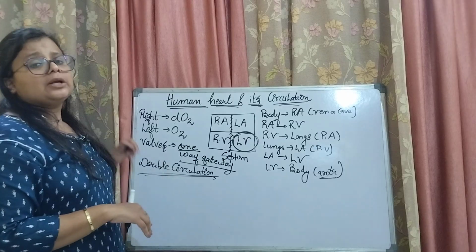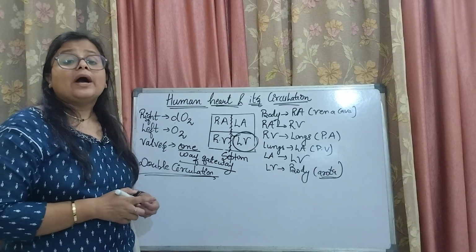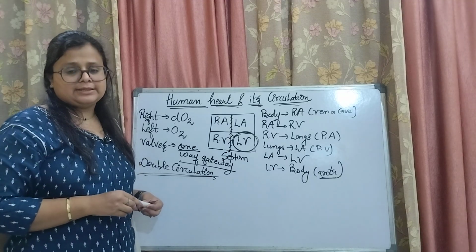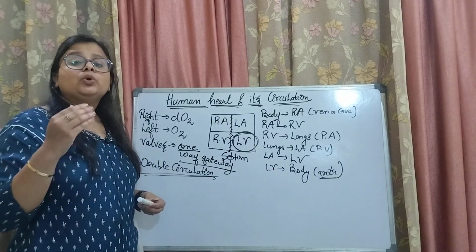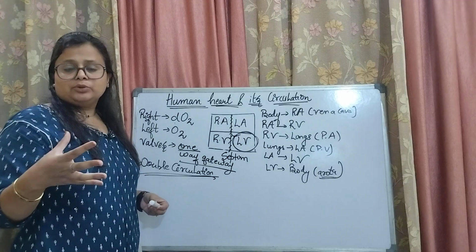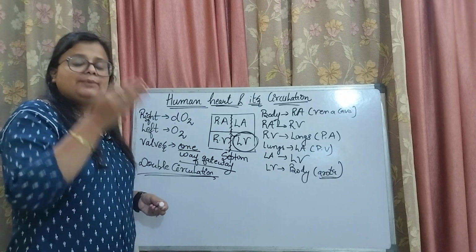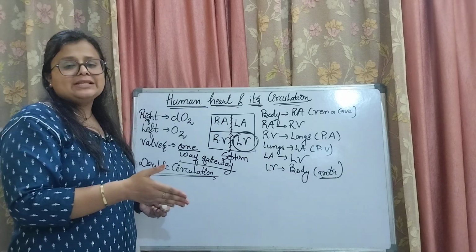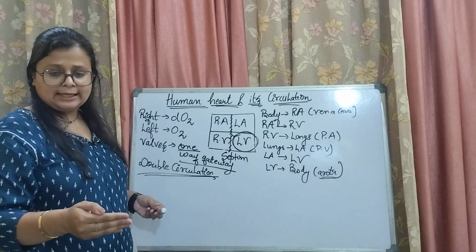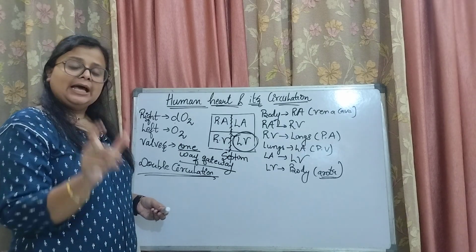Now the question might have been asked sometime, or you might have read it somewhere: why does our heartbeat increase when we do physical exercise? What happens when we do a lot of physical exercise? Our body needs a lot of energy. And how does this energy come? When oxygen combines with the food that we take in, it releases energy, and that process is known as respiration.